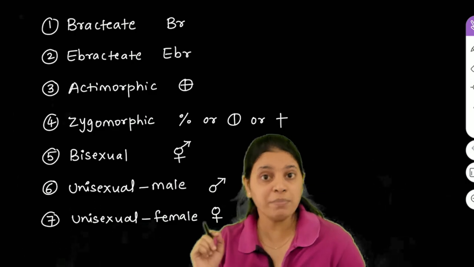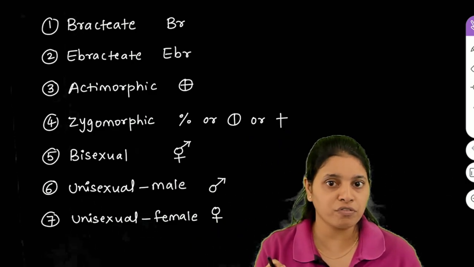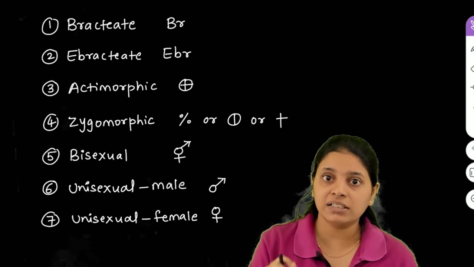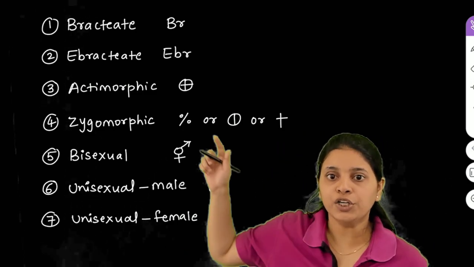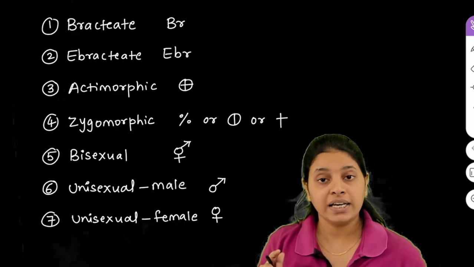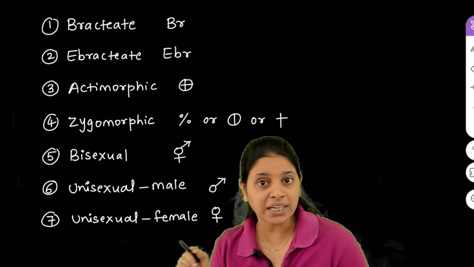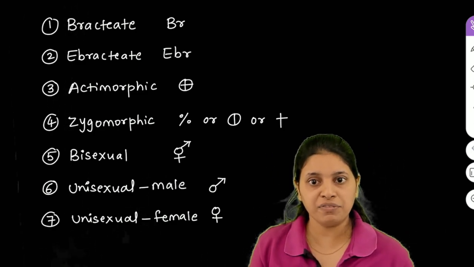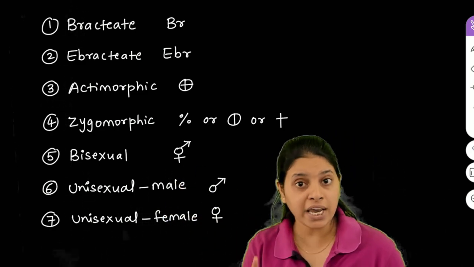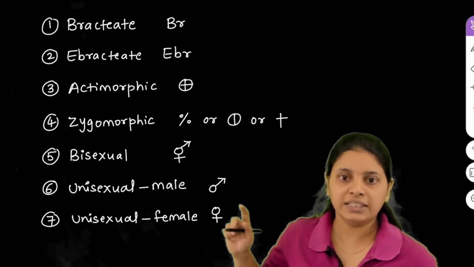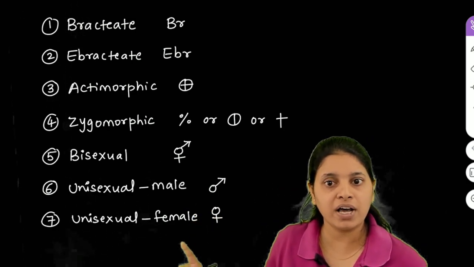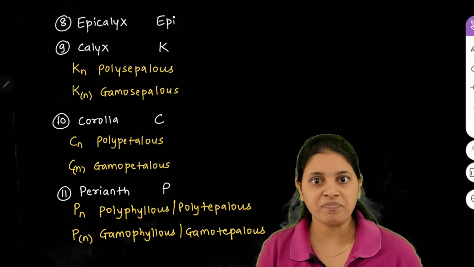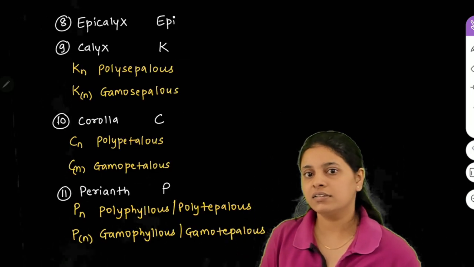Next, we have symmetry. Depending on the symmetry of the flower, whether it is radial, that is actinomorphic, or bilateral, that is zygomorphic, we use these symbols. Next, if the flowers are bisexual, that means the flowers have both androecium as well as gynoecium, then we use this particular symbol. But if the flowers are unisexual, that is separate male and separate female flowers, then we use these symbols to represent the separate flowers. Now, let's see the next set of symbols.